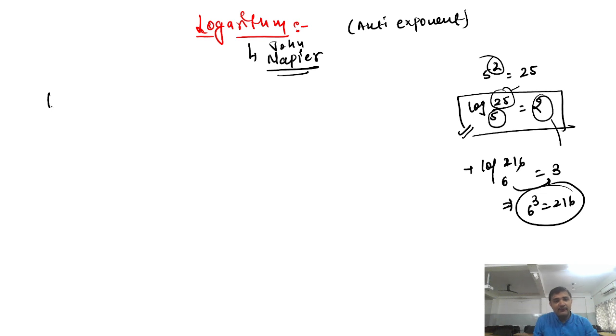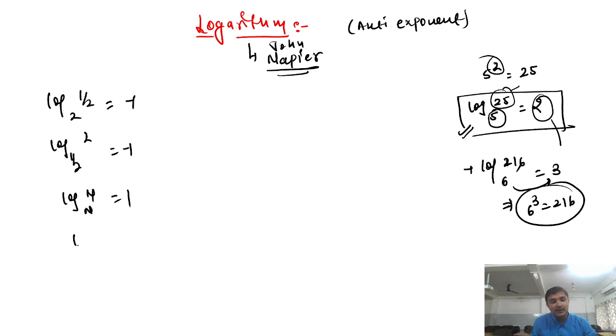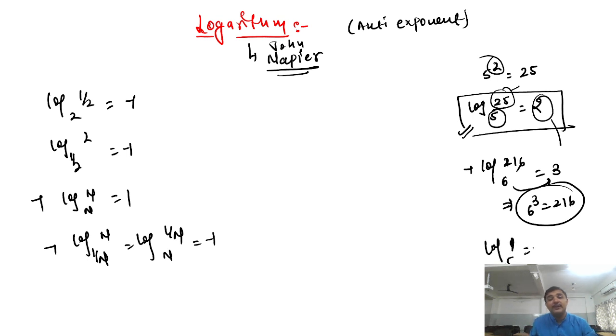That means, sir, if I'm finding log of 1 by 2 base 2, which power on 2 should we apply so that we get 1 by 2? It is minus 1. Similarly, log of 2 base 1 by 2 is minus 1 again. It means log of n base n is always equal to 1, and log of n base 1 by n, or log of 1 by n base n, is equal to minus 1. Okay, what is log 1 in that case? Sir, log 1 base 5: which power on 5 will we apply so that we get 1? Log 1 is always 0, right? 5 power 0 is equal to 1 in that case, right?